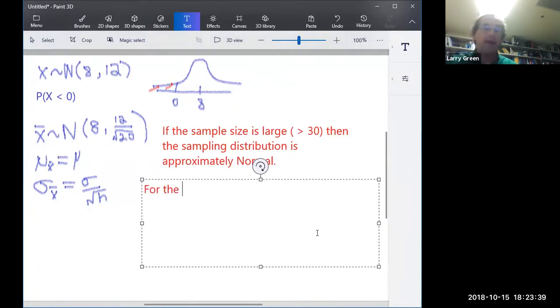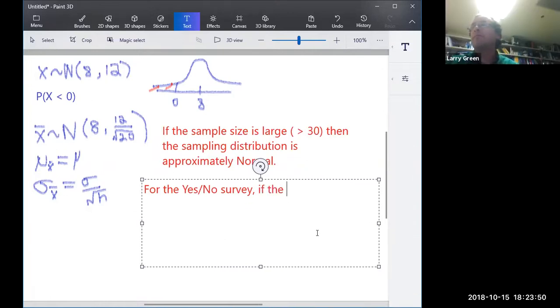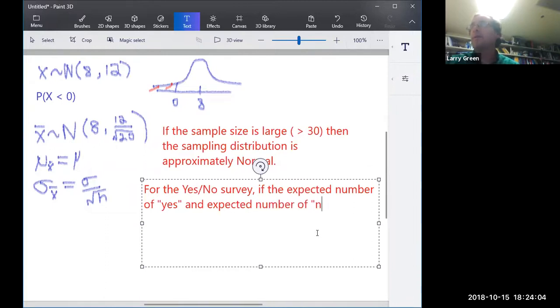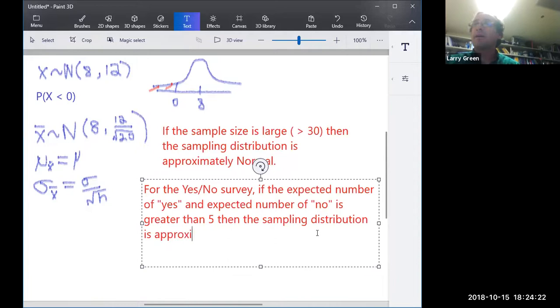For a yes-no question, if the expected number of yeses and the expected number of no's are each bigger than 5, then the sampling distribution is approximately normal. But we need more than that. We need a mean and a standard deviation.